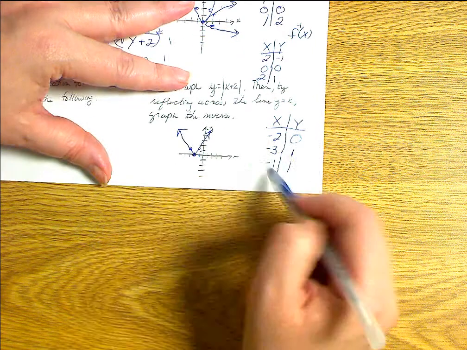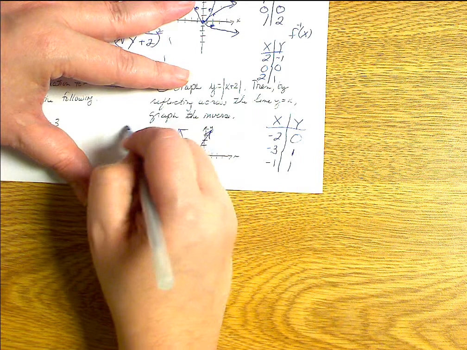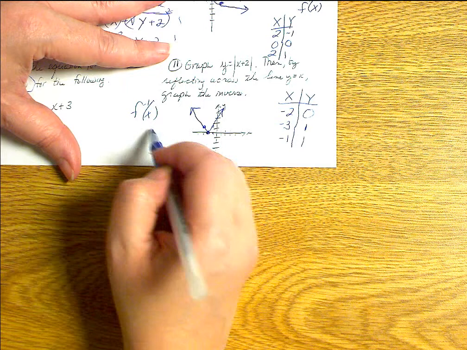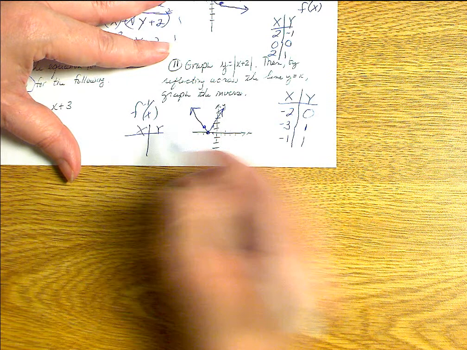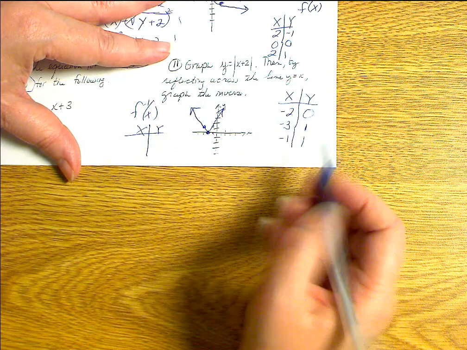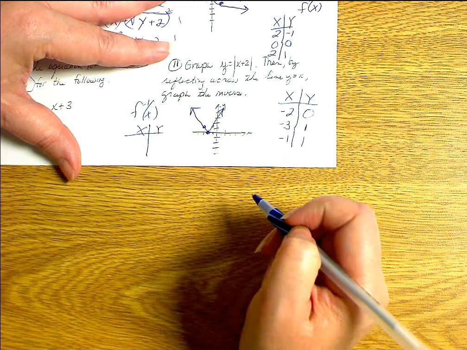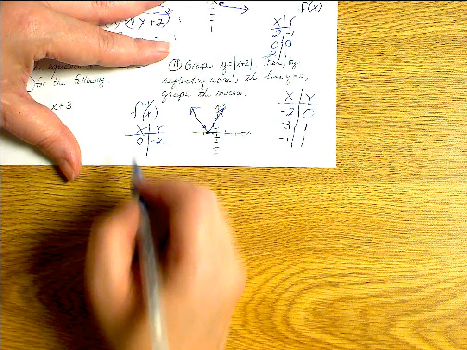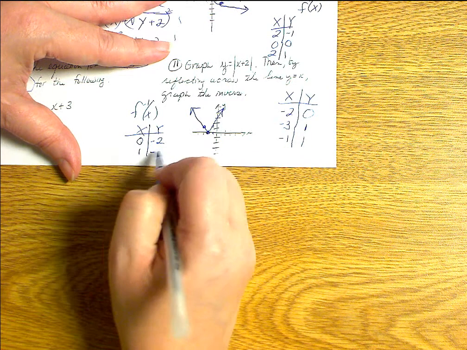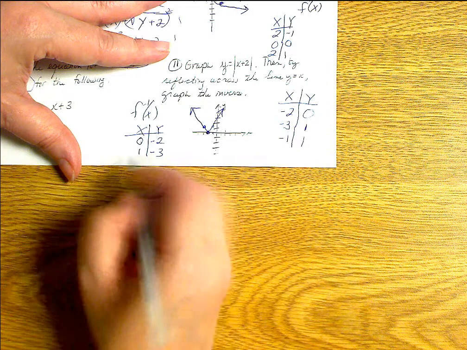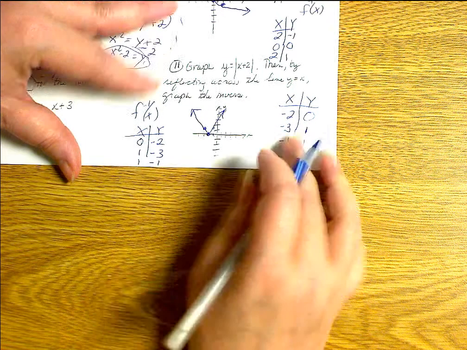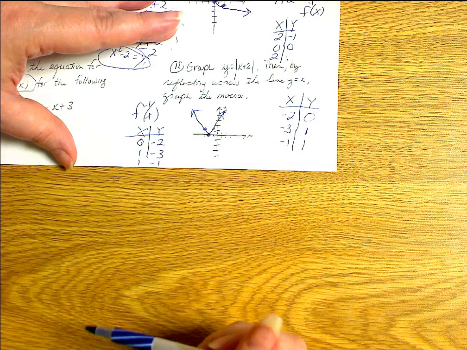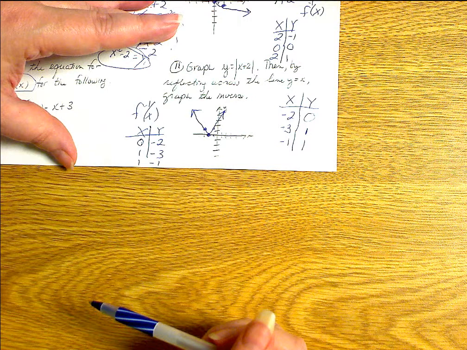This is my function. My inverse, remember, is you just flip the numbers. So instead of negative 2, 0, it is 0, negative 2. Instead of negative 3, 1, it's 1, negative 3. Negative 1, 1 is 1, negative 1. So now we plot those points. Again, this is my function.